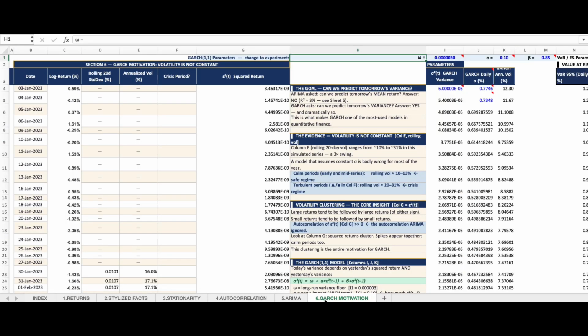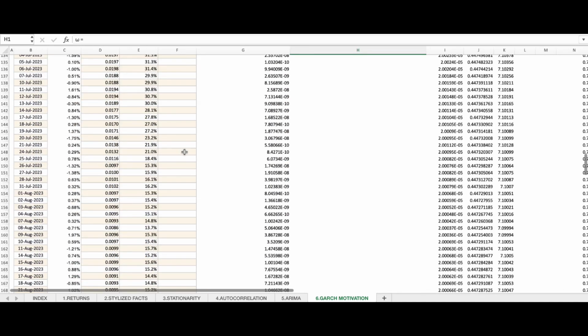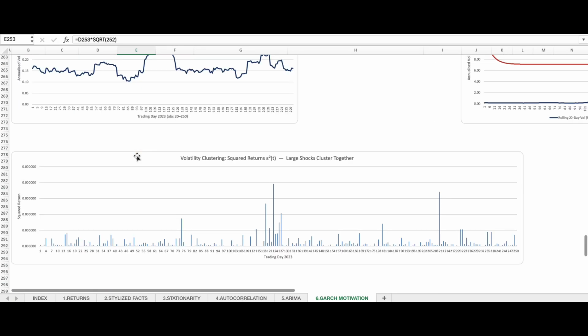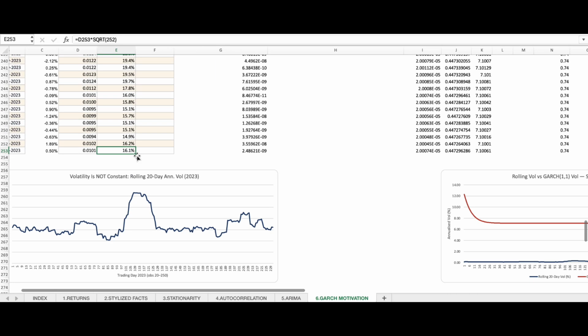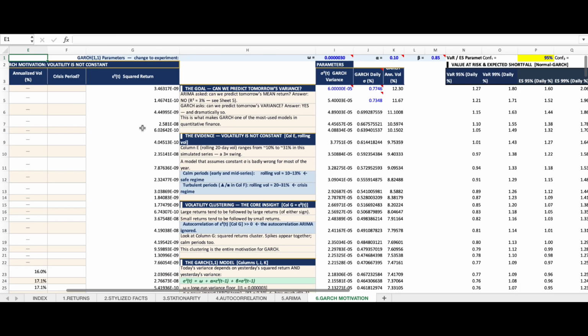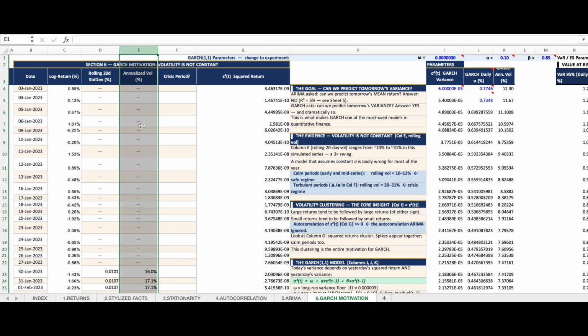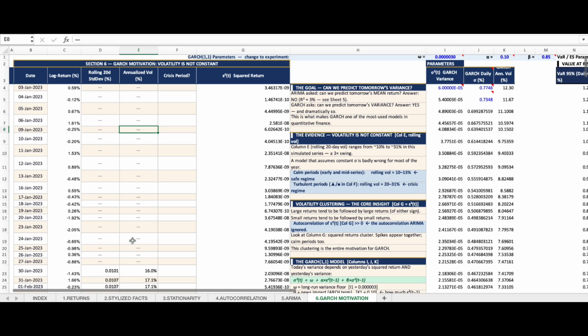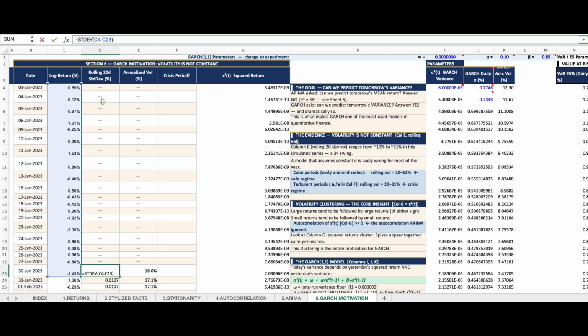Now let's move to the next section and the last section of this project in Excel, which is GARCH. We'll look at what the GARCH model is here and a small application of it. Now look at column E on this tab. The rolling 20-day standard deviation of returns, annualized. This is the simplest estimate of volatility. You just compute the standard deviation over a window of 20 days and use that as your risk estimate.